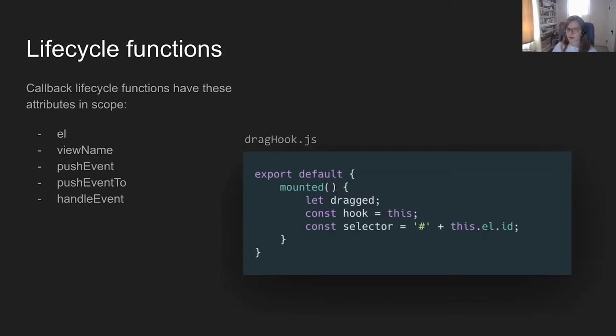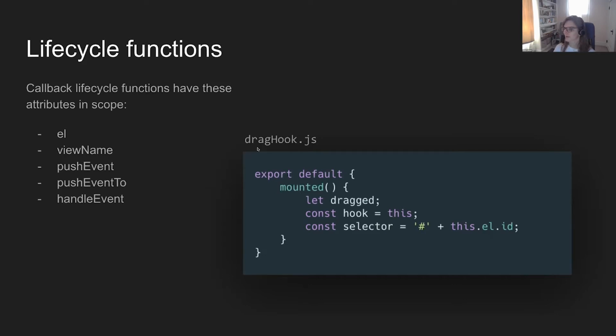Within our mounted callback and within all of the lifecycle functions, we have several attributes in scope. Those are element, view name, push event to, and handle event. First, we're going to use just the element attribute in scope, and we're going to define our selector, which is just going to be a string, and it's going to let us know based on the ID of the element which drop zone we're concerned with, or which set of drop zones we're concerned with.